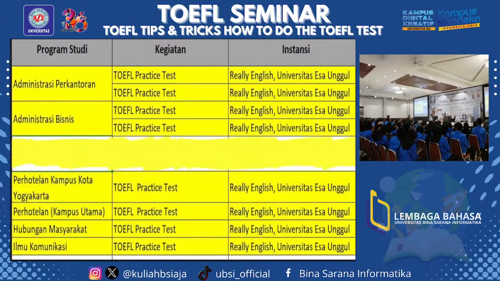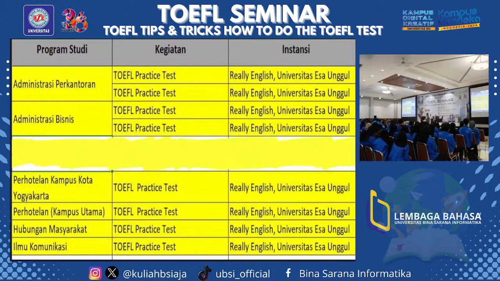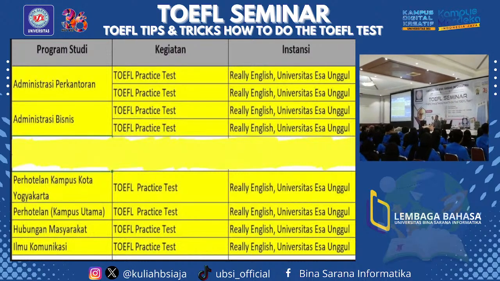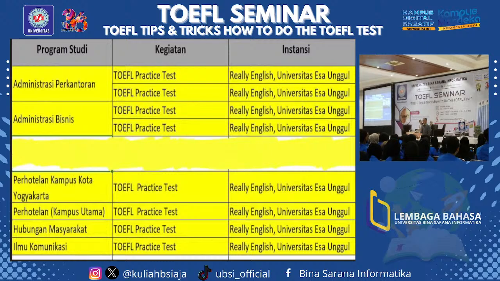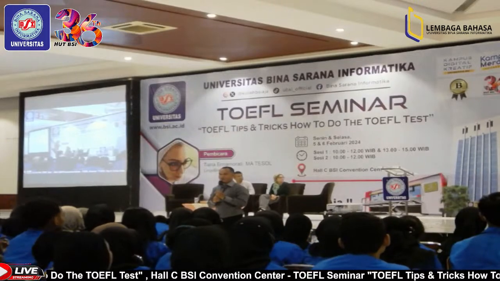Masih ada pertanyaan di Telegram, di WhatsApp. Ini jurusan yang diberikan warna kuning, yellow ya. Untuk administrasi perkantoran, administrasi bisnis, perhotelan, hubungan masyarakat atau PR, dan terakhir ilmu komunikasi, ikut dengan Really English. Jadi nanti tesnya ikut dengan Really English. Tadi saya dapat info tesnya itu akhir Februari, namun belum ada tanggal pasti, ya. Jurusan yang kalian lihat di depan berwarna kuning ikut dengan Really English. Nah, sementara yang BSI ikut dengan Lembaga Bahasa BSI.